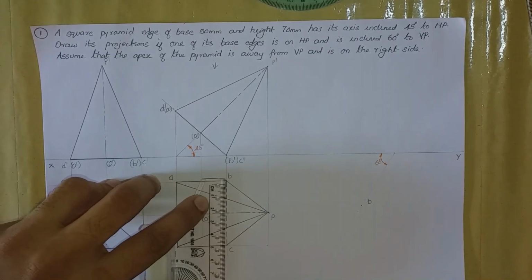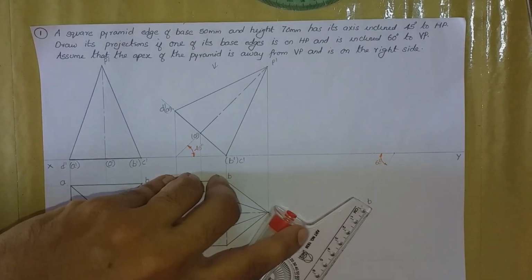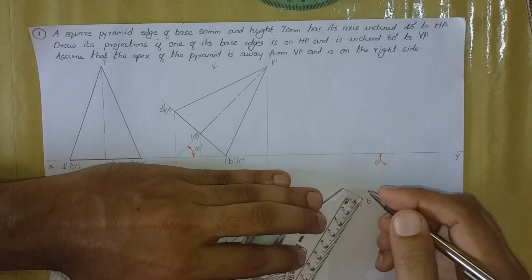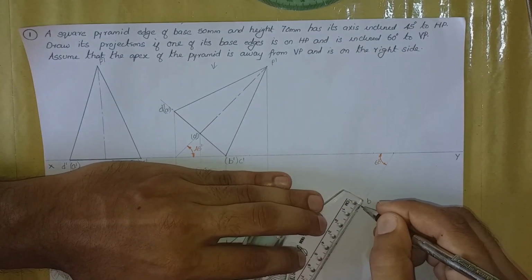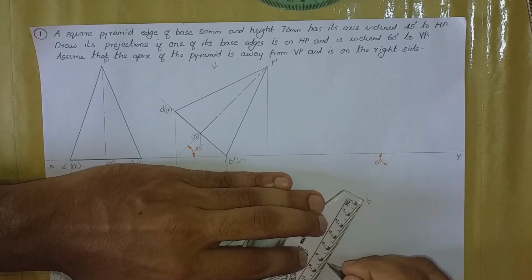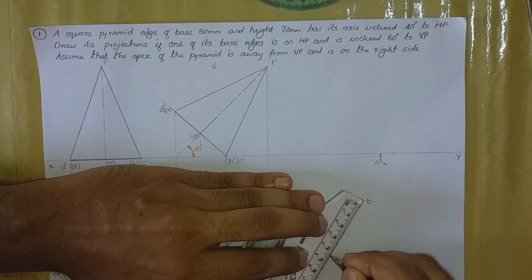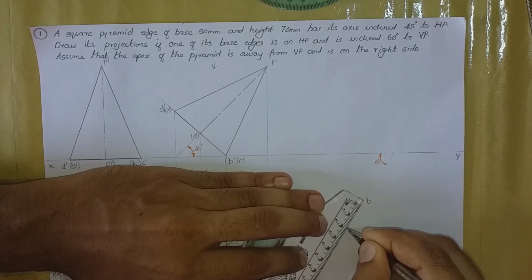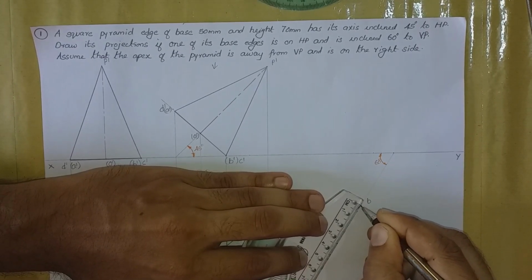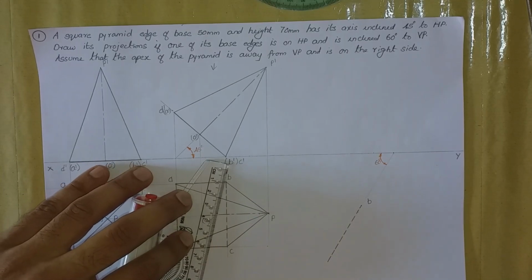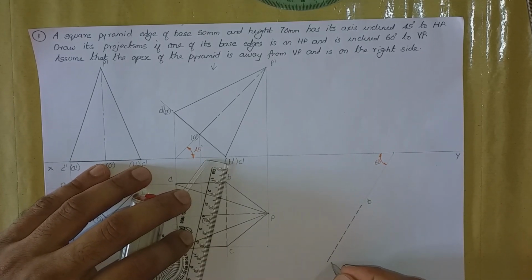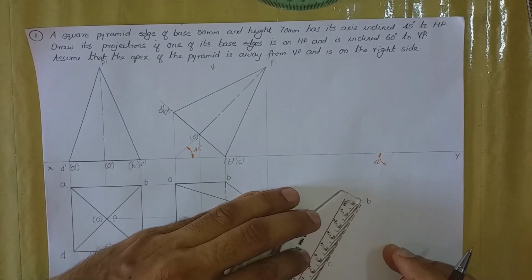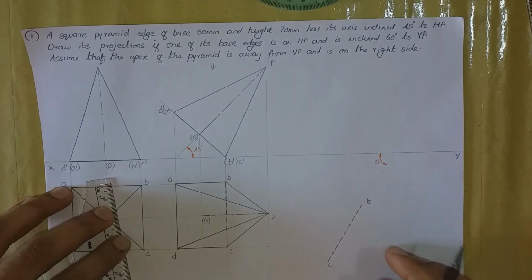BC is 50 mm. I'm drawing BC as 50 mm. I'm drawing a 50 mm long dashed thick line here. Okay, so this point is point C. This is point C. So this is 50 mm.